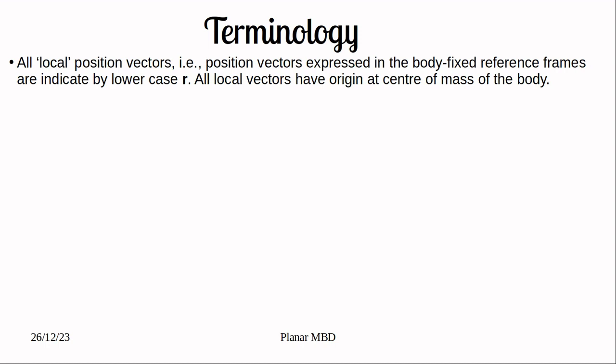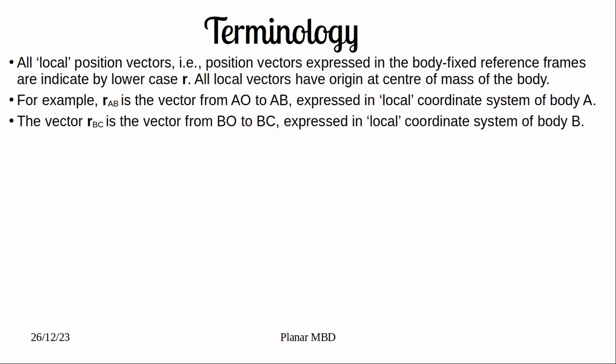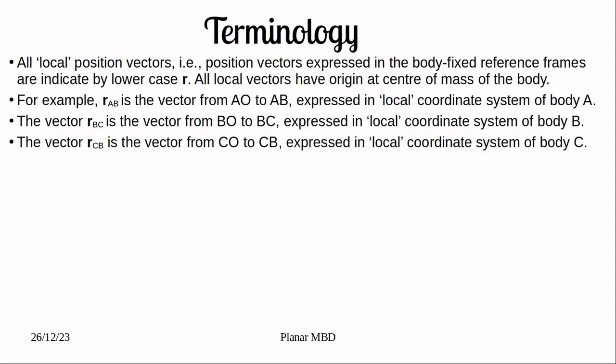Again, this is different. All local position vectors, which are the position vectors expressed in the body fixed reference frame, are indicated by lowercase r. So if you say rAB, for example, it is a vector from AO to AB. AO need not be given because all local vectors always start from the corresponding body's center of mass.